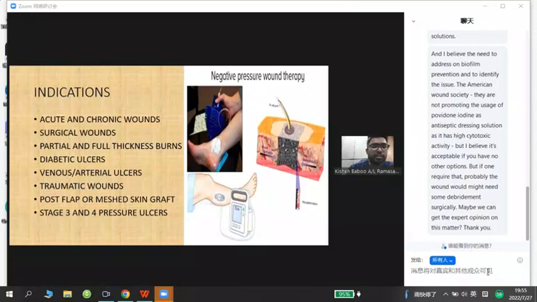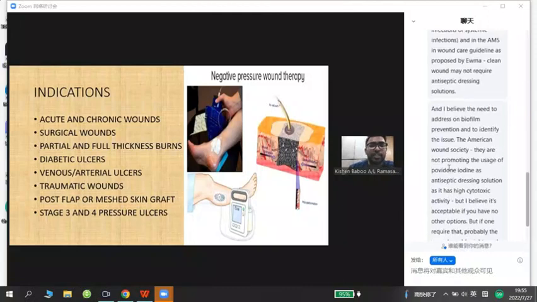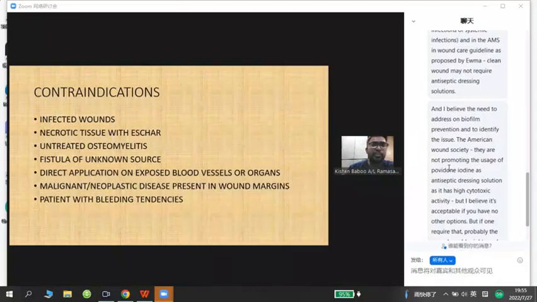It's quite well suited to venous and arterial ulcers because the pressure actually has a pulling effect where it increases the perfusion around the wound from the collateral vessels. Therefore, it increases the blood flow through the wound at the particular time of usage. The contraindications are infected wounds, necrotic tissues, untreated osteomyelitis, fistula of unknown source, direct application on exposed bone, blood vessels and organs, malignant diseases, and patients with bleeding tendencies.